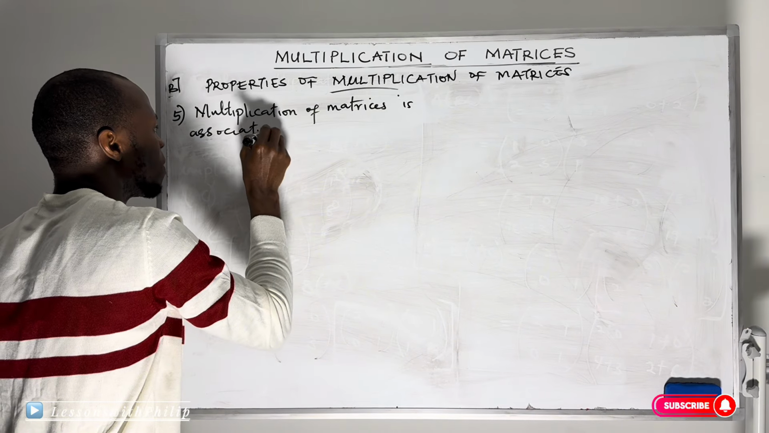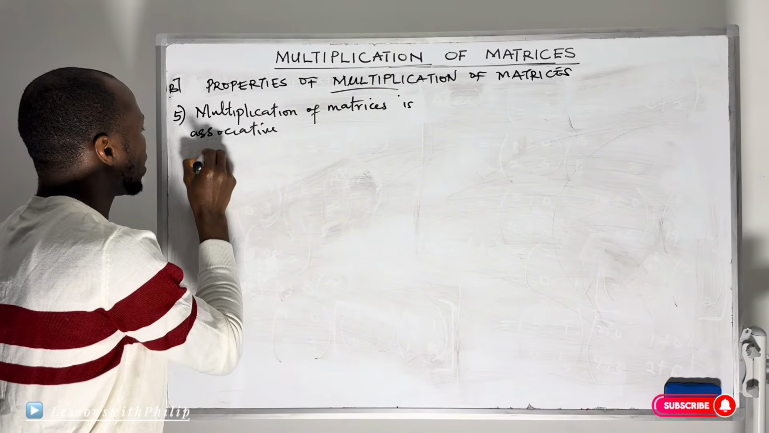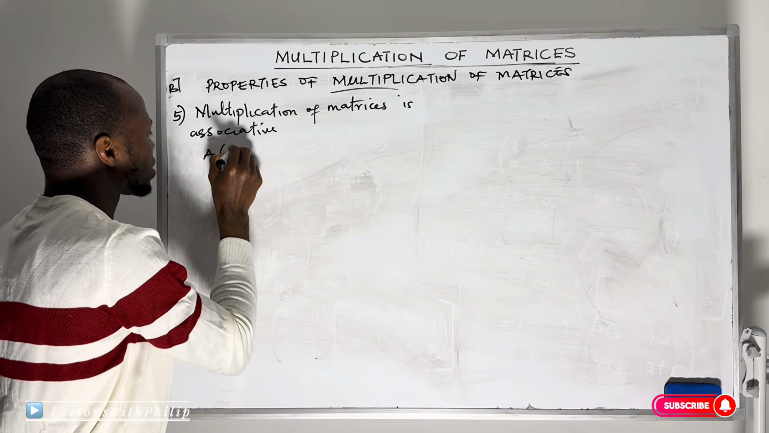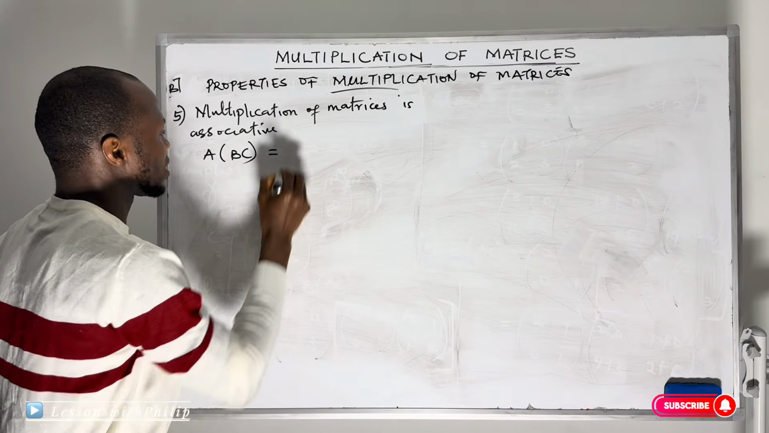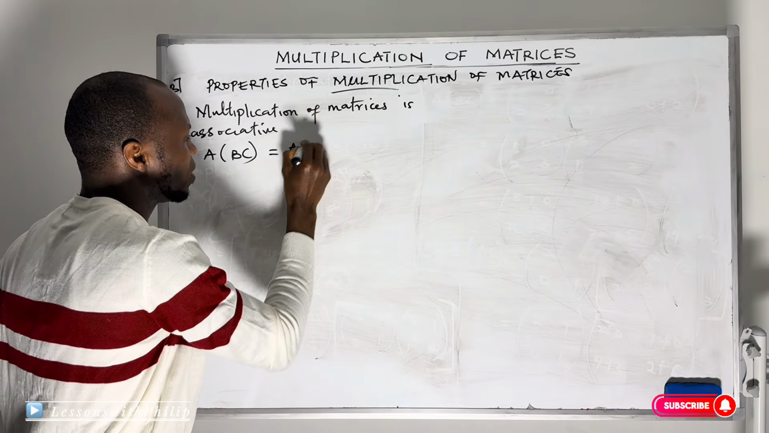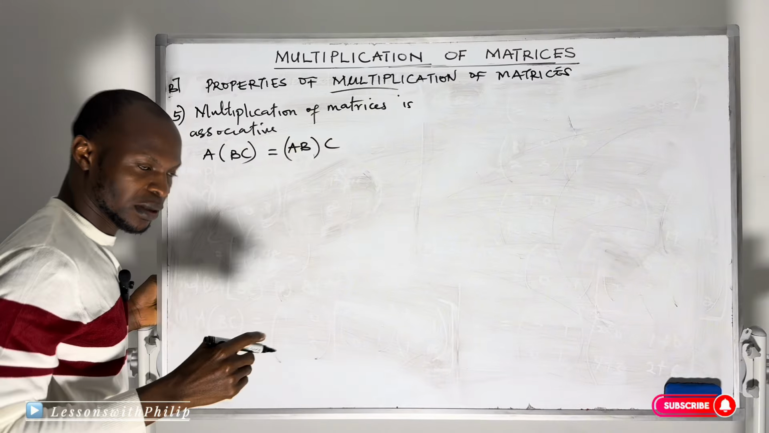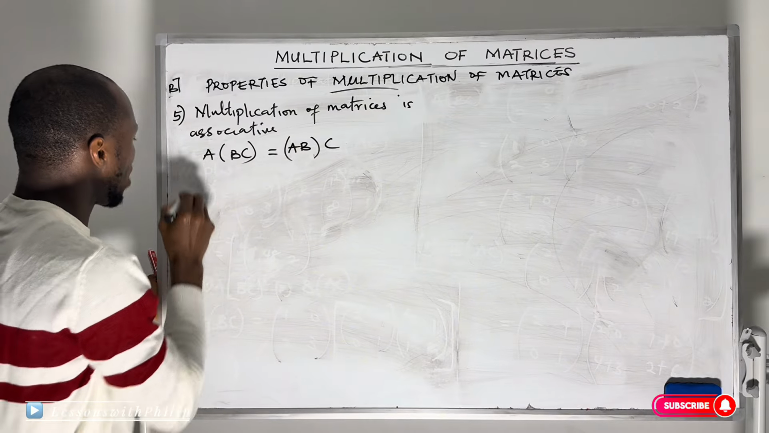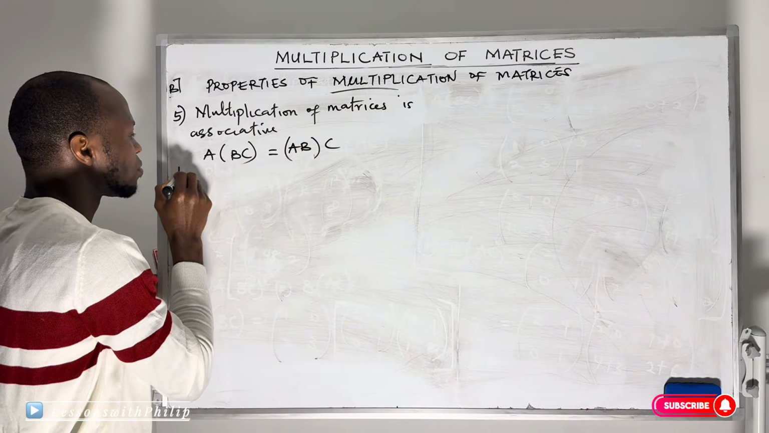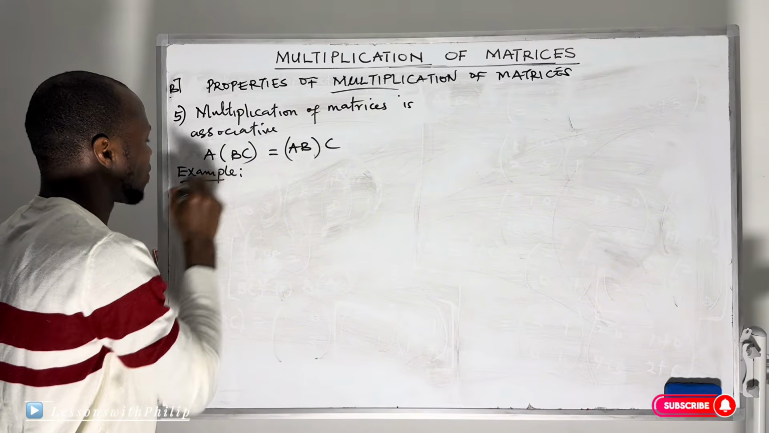Okay? That shows that when we have matrix A multiplied by matrix B and C, it is equal to matrix AB multiplied by matrix C. Now that is the property. Let's check that property with an example.